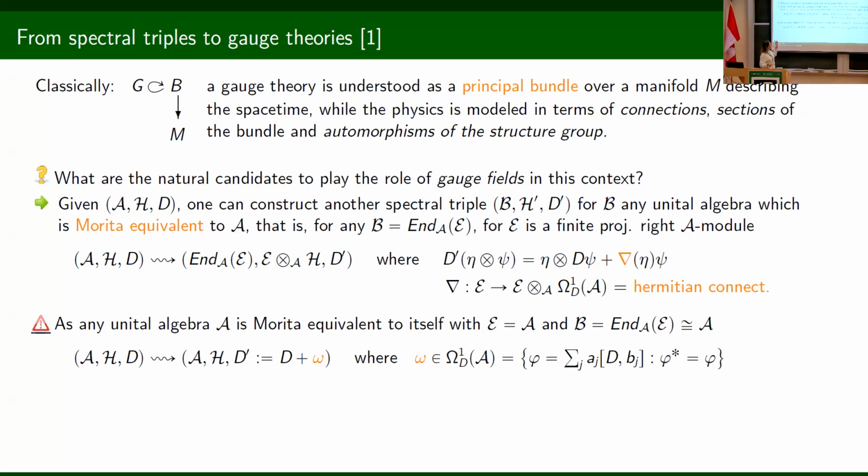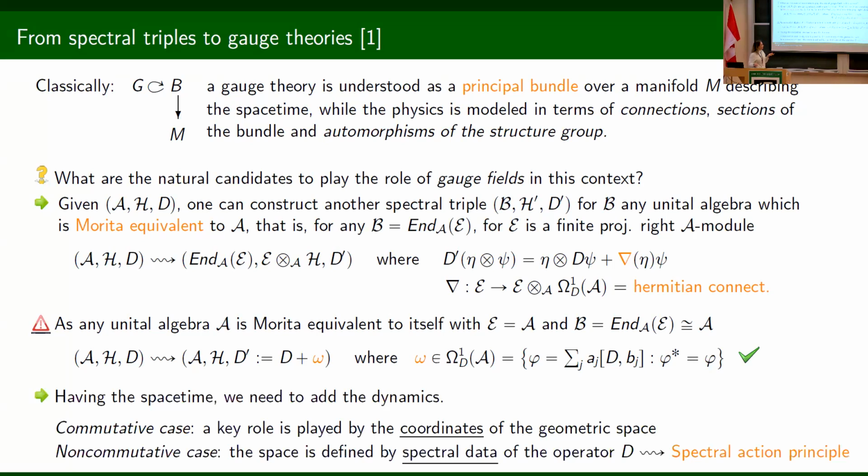And then one can see that transferring the structure to the new algebra, which is actually the same algebra, doesn't change the algebra, doesn't change H, but changes the operator D. And so here you see the right candidate for speaking about a gauge field in this setting. So, just an element that can be written as a sum of products of an element in the algebra, A, J, and a commutator of D with another element, with the extra condition of being self-adjoint, where the star is a star on the algebra.